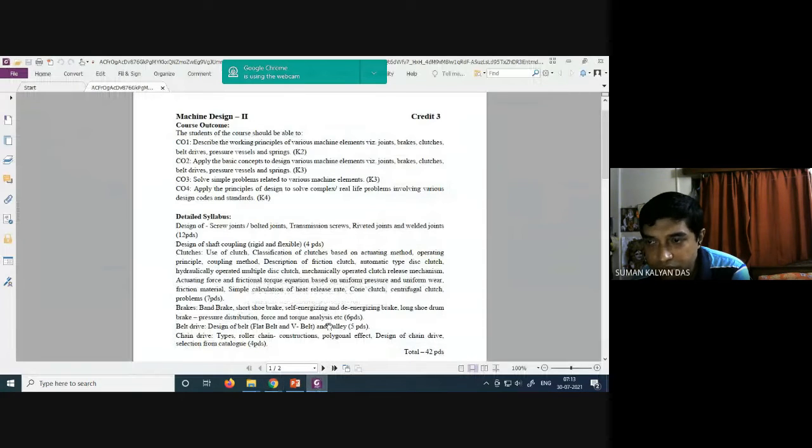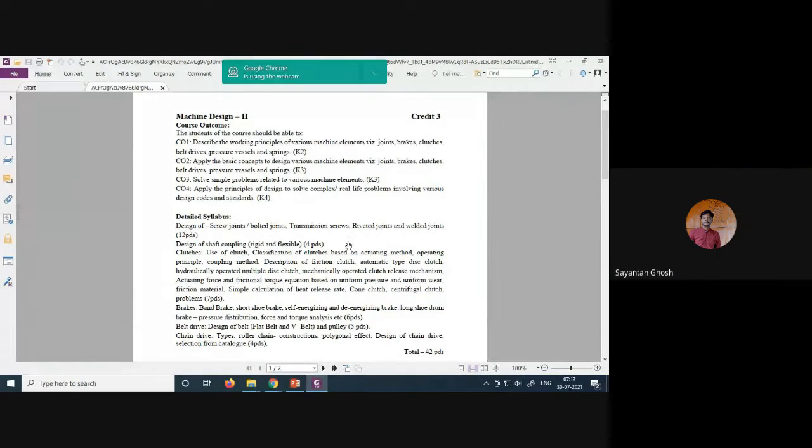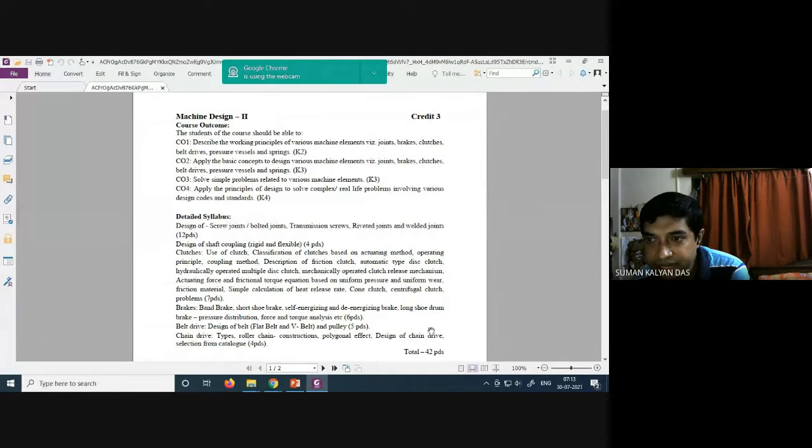I guess you are able to see my screen. Yes, sir. And the document that I am sharing. So this is the machine design 2 syllabus. You will find the syllabus on the JU website.